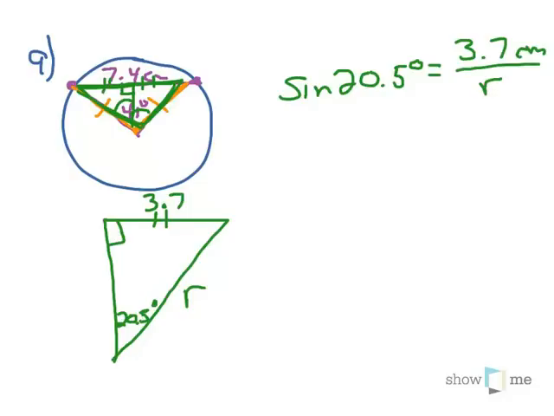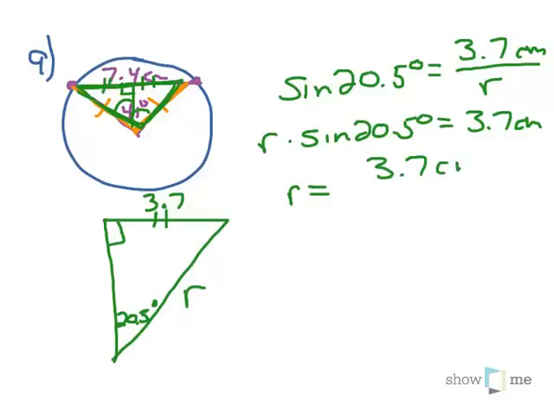If you multiply both sides by r to separate the r from the 3.7, then divide both sides by sine of 20.5 degrees, you get r equals 3.7 centimeters divided by sine of 20.5 degrees. I'll put that in my calculator, making sure it's in degrees, not in radians.